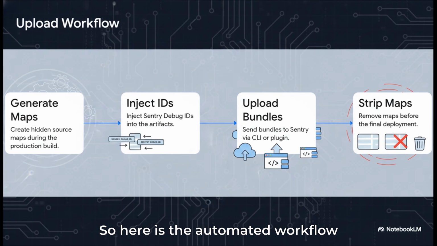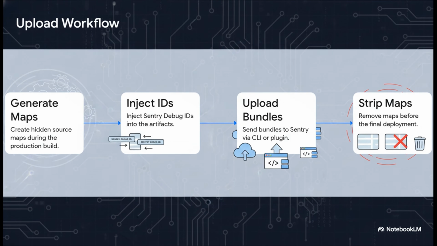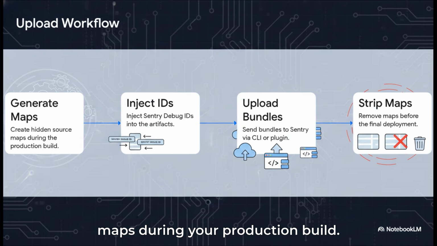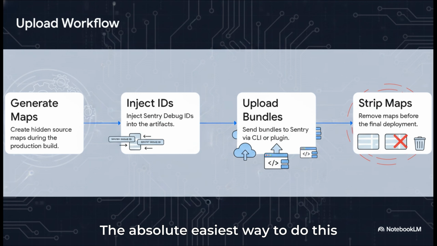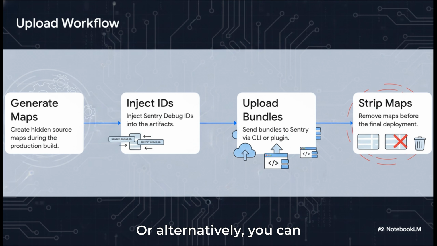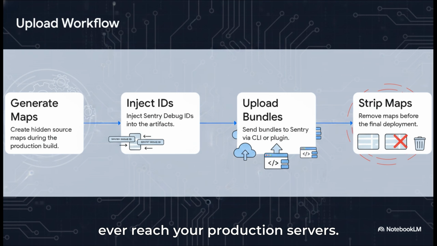So, here is the automated workflow you're going to need in your CI/CD pipeline. Step 1, generate those hidden source maps during your production build. Step 2, inject Sentry debug IDs. Sentry uses these unique IDs to flawlessly link your minified file to its exact matching source map, which totally bypasses the unreliability of file paths. Step 3, upload these artifact bundles to Sentry. The absolute easiest way to do this is using the Sentry Vite, Webpack, or Rollup plugins, which hook right into your after-production compile step. Or, alternatively, you can just use the Sentry CLI. And finally, Step 4. Ensure those map files are stripped or completely deleted before the final deployment so they never ever reach your production servers.